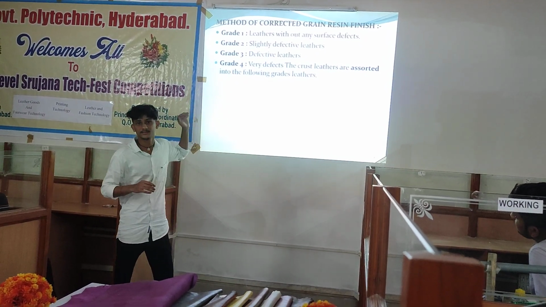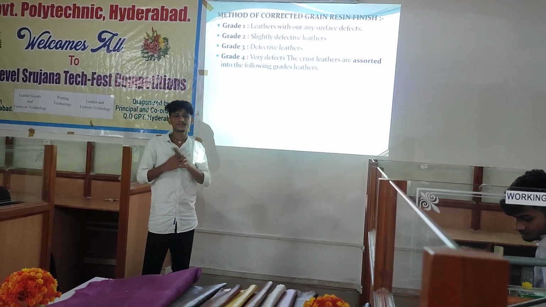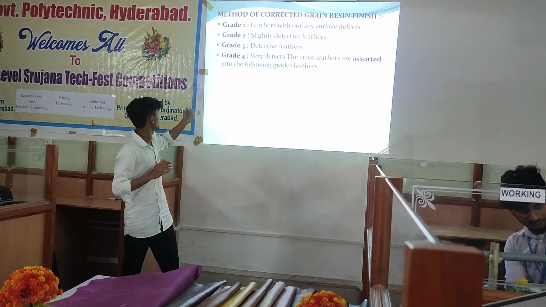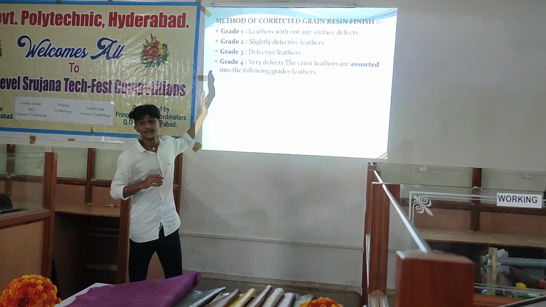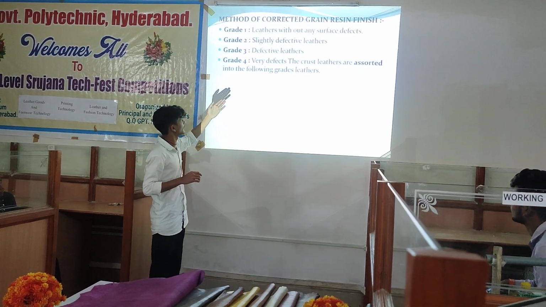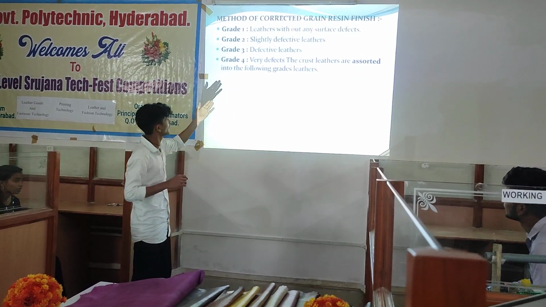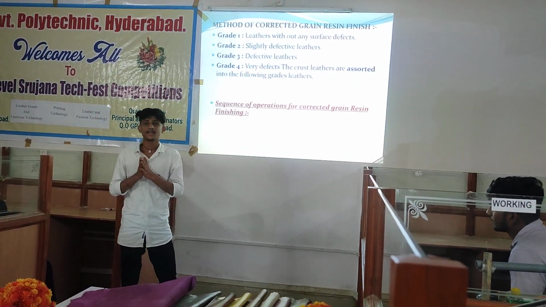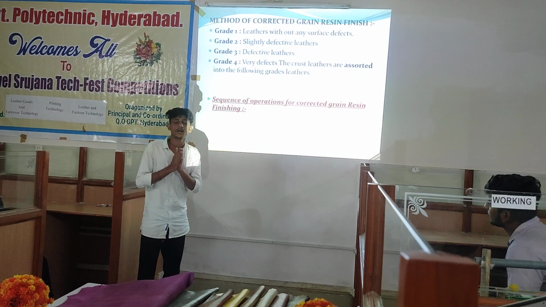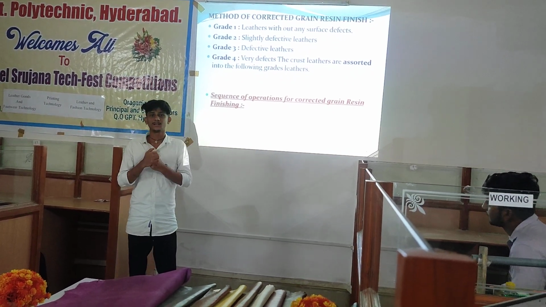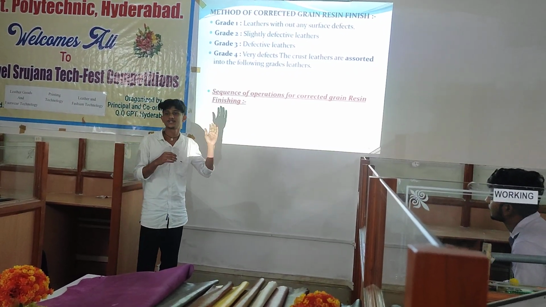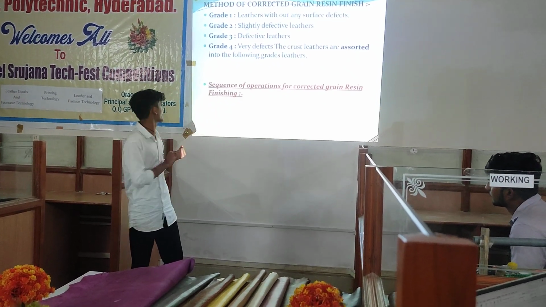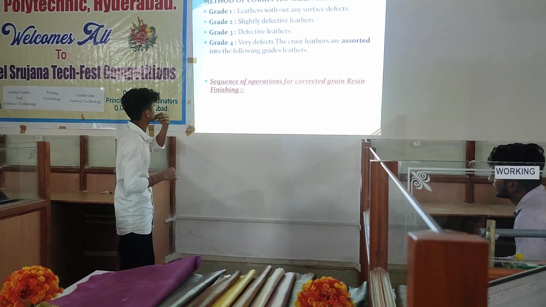Next, grade 3, defective leathers. On the grain side, we can observe some defects, not as many as in grade 4, but we can observe defects on the grain side. Next, grade 4, very defective. Grade 4 has more defects, so it is not used for making uppers of shoes or garments. We can use grade 4 leathers as split leather or lining leather, which is used for the inner part of the upper. Next, we can see the sequence of operations of corrected grain leather finishing.